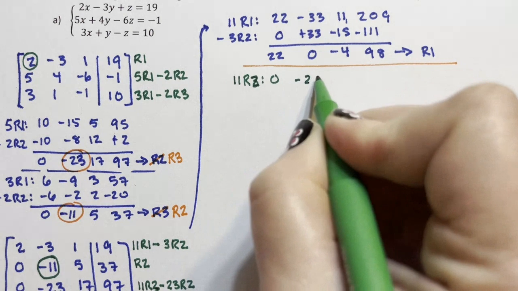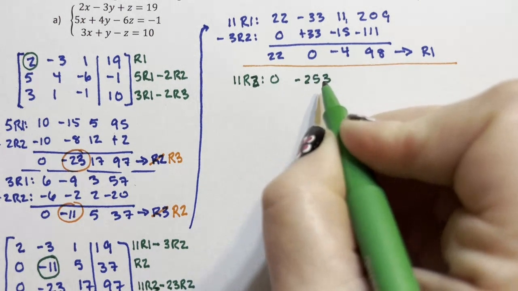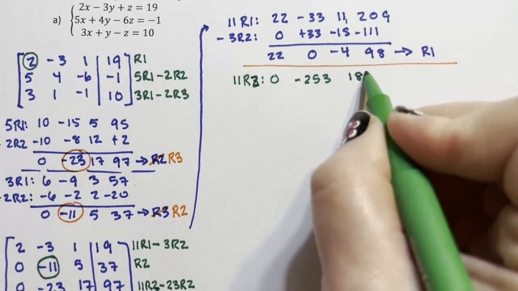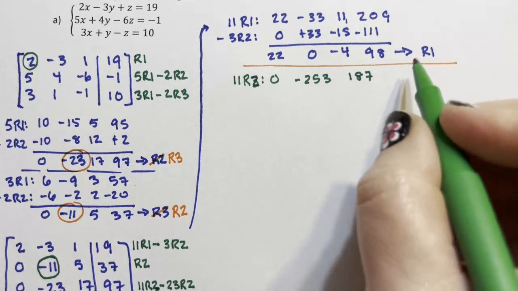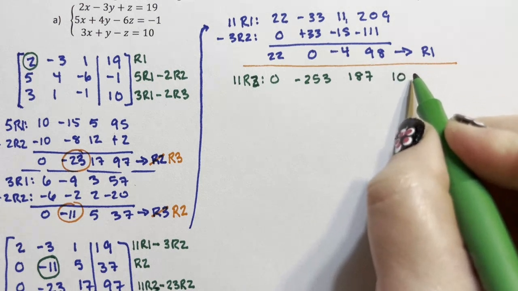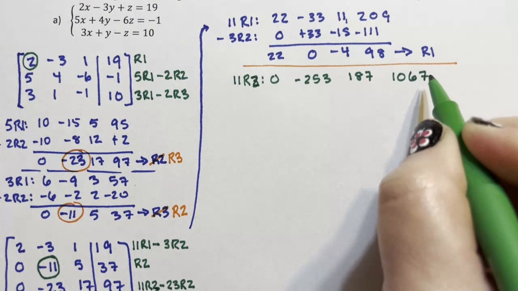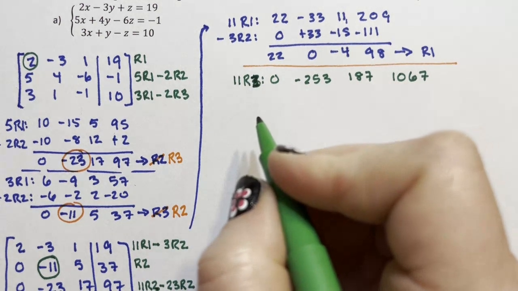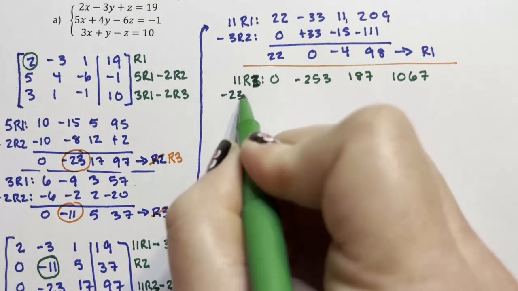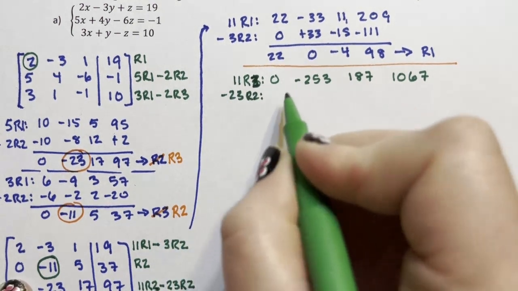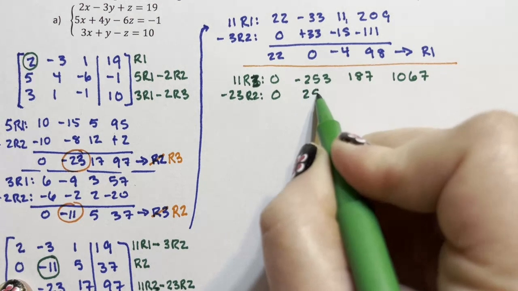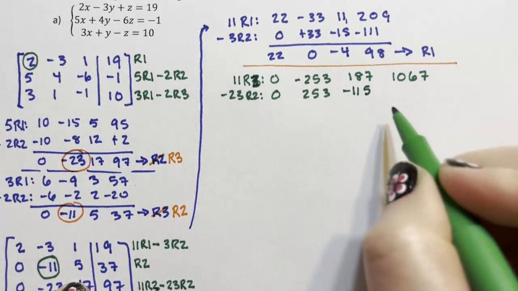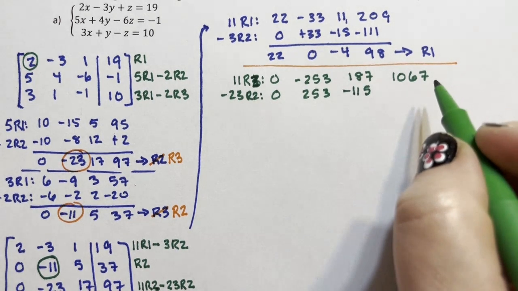Negative 253, 187, and 1067. And then we want negative 23 times row 2, so 0, positive 253, negative 115 and negative 851.